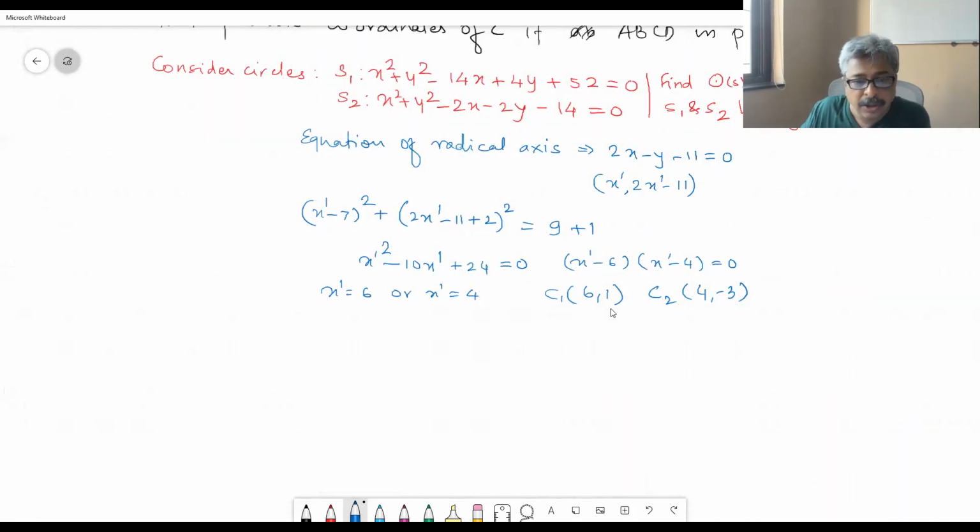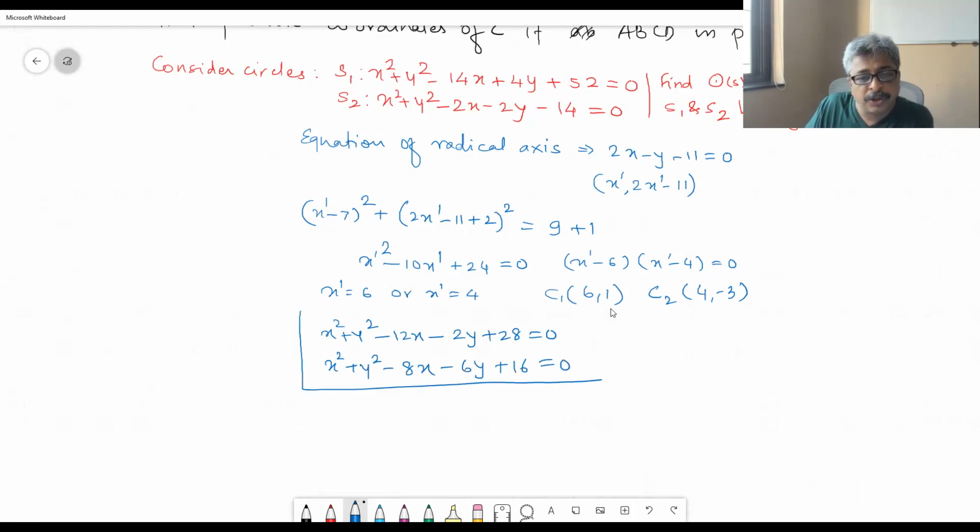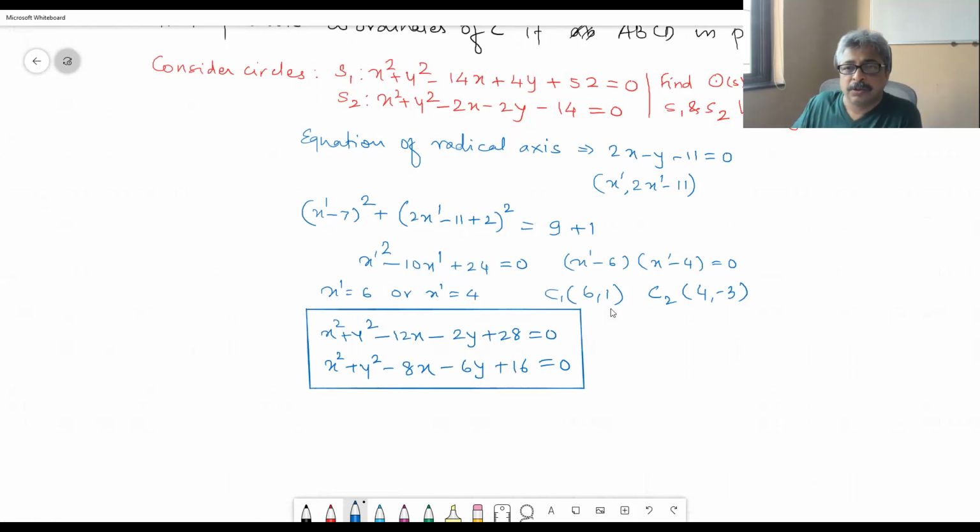equations of the circles, eventually after expanding, look like x square plus y square minus 12x minus 2y plus 28 is equal to 0, and x square plus y square minus 8x minus 6y plus 16 is equal to 0. Okay, these are the two equations which are orthogonal to the given two circles and having radius 3. Good.